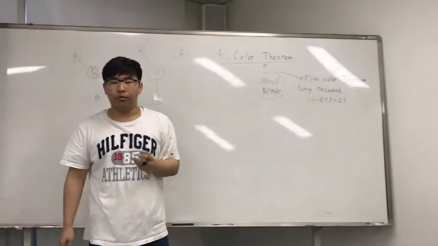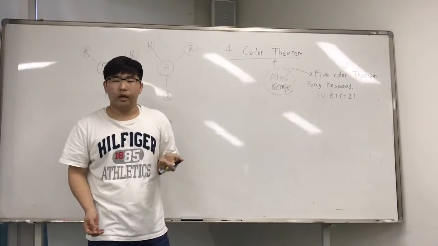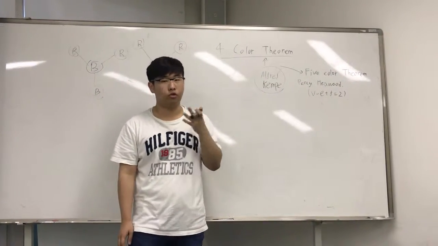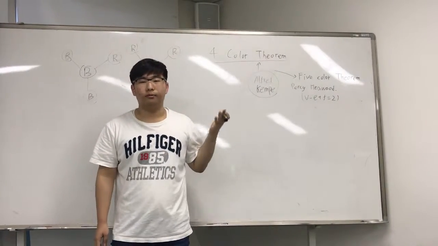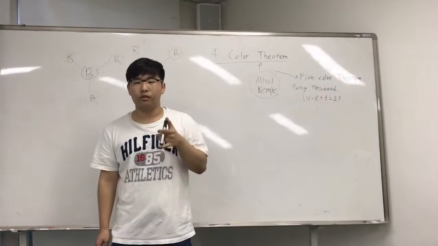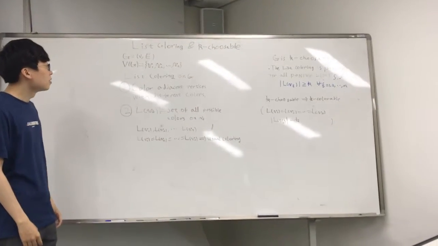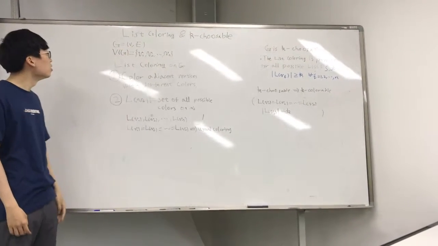And in this video, we'll take up a more generalized topic called list coloring. In terms of list coloring, we can show that every planar graph is 5-choosable, not just 5-colorable, which is indeed a stronger statement than 5-colorable. We will soon figure out what this means and show a proof of 5-choosability. Now I will introduce list coloring and k-choosable.